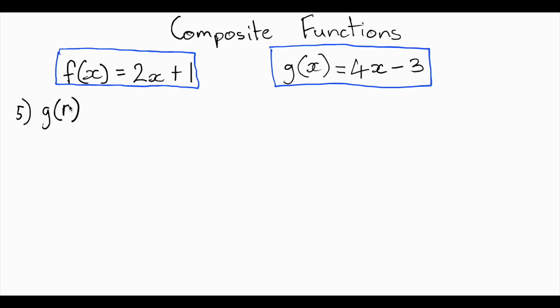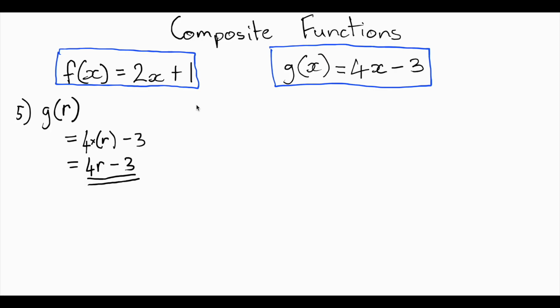If our input is R, just like we've been doing all the time, we just replace this X in this case with R. So we would have 4 times R minus 3, which gives us 4R minus 3. Now, because we do not know what R is, we have to leave our answer as this. So our answer is 4R minus 3. You got that? Nice. So it wasn't that bad, right?